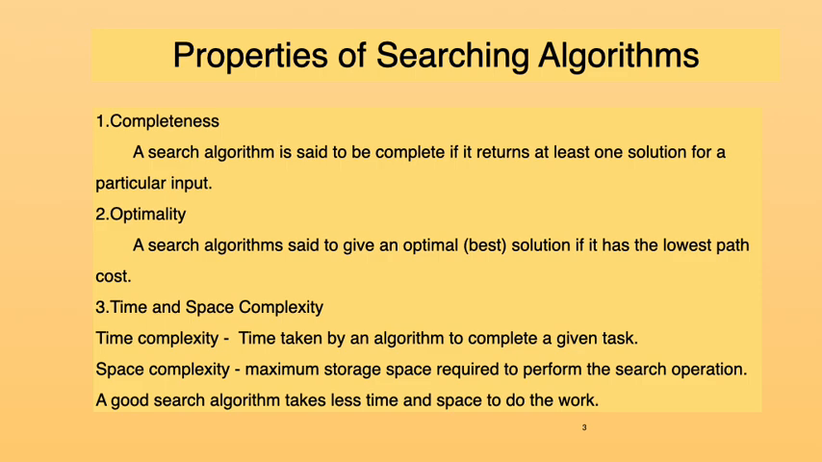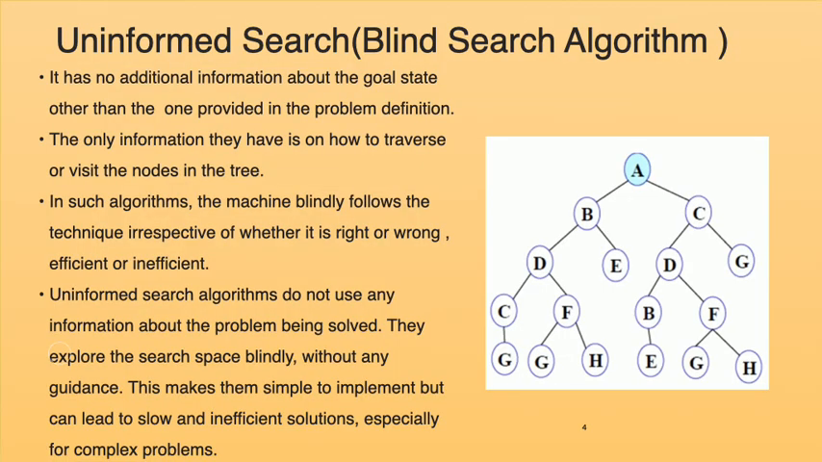Properties of searching algorithms. Completeness: a search algorithm is said to be complete if it returns at least one solution for a particular input. Optimality: a search algorithm is said to give an optimal solution if it has the lowest path cost. Time and space complexity. Time complexity is the time taken by an algorithm to complete the given task. Space complexity means the maximum storage space required to perform the search operation. A good search algorithm takes less time and space to complete the task.